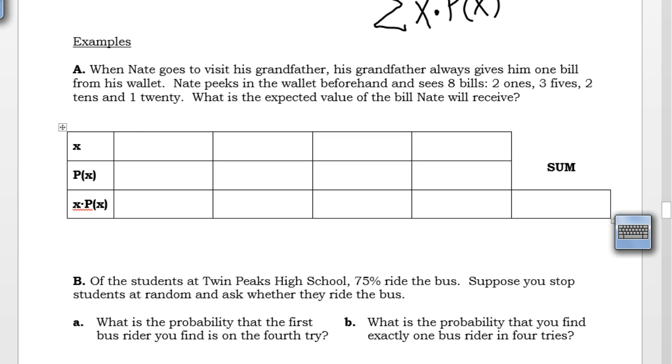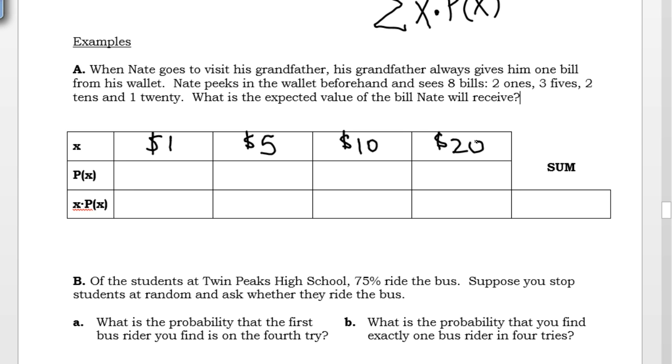The first example says, when Nate goes to visit his grandfather, he always gives him one bill from his wallet. Nate peeks in the wallet beforehand and sees 8 bills: 2 1s, 3 5s, 2 10s, 1 20. What is the expected value of the bill Nate will receive? Okay, so first we need to know what are the possible outcomes. He can get a $1 bill, a $5 bill, a $10 bill, or a $20 bill.